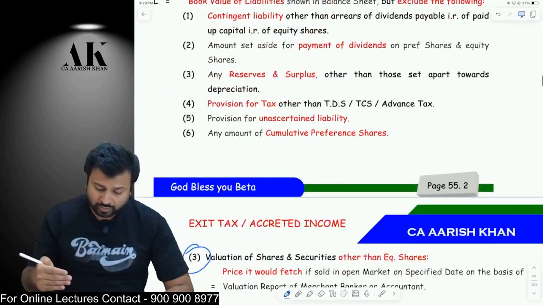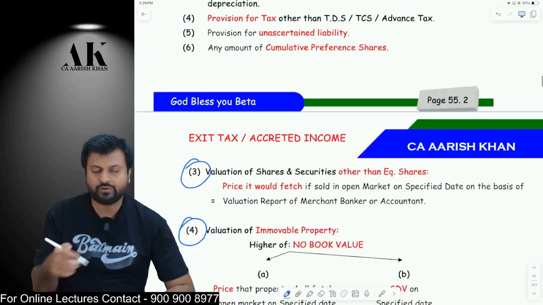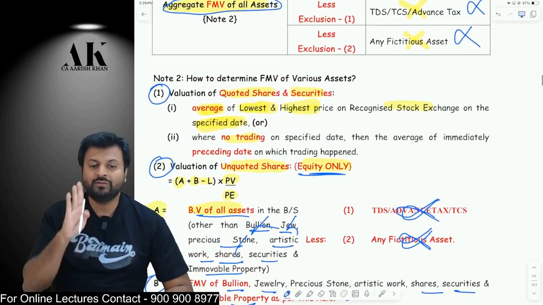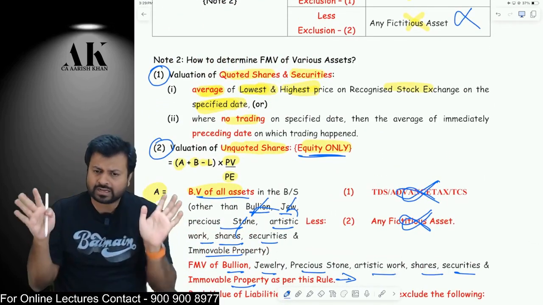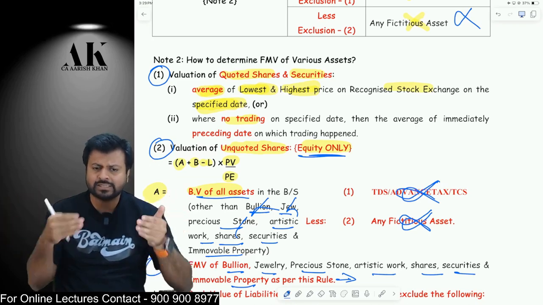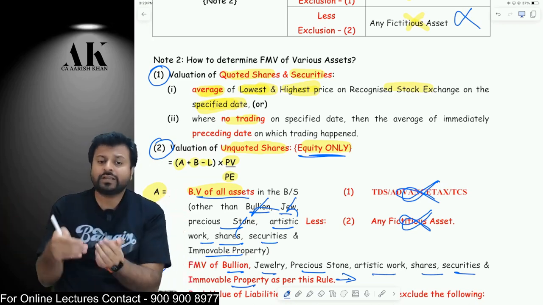And as per this rule, what is the rule? That is mentioned in point number 3, 4, 5, 6. Okay. So you have to be very careful. What is A? A includes all assets except two items which will never come: TDS, TCS, advance tax and fictitious assets, and some items which will come in point number what?